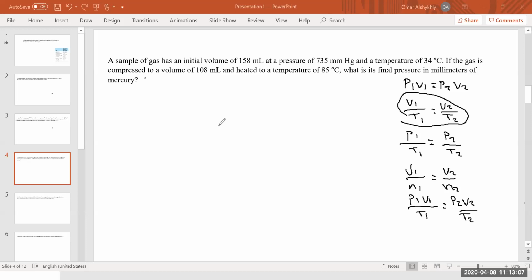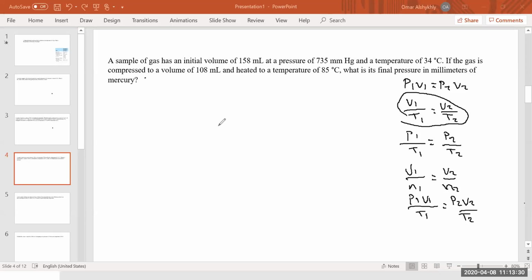A sample of gas has an initial volume of 150 milliliter, air pressure 735 millimeter mercury, and a temperature of 34 Celsius degree. If the gas is compressed to a volume of 108 milliliter and heated to a temperature of 85, what is the final pressure in millimeter of mercury?